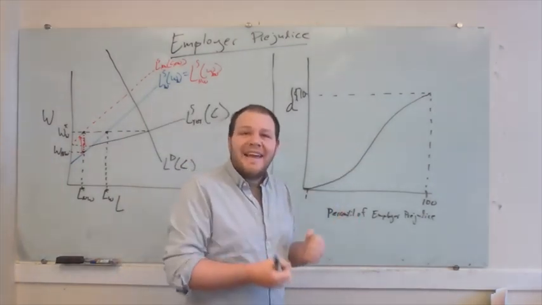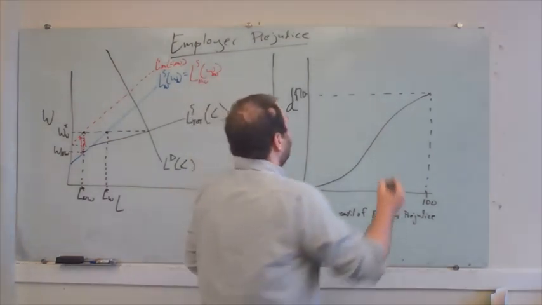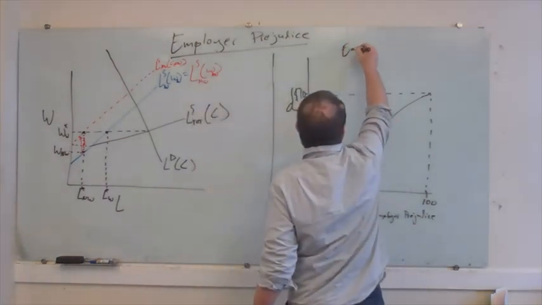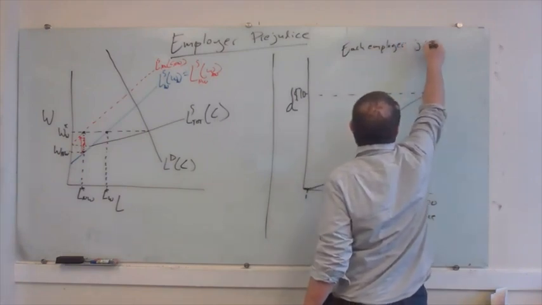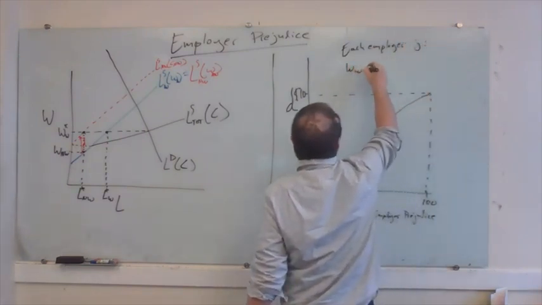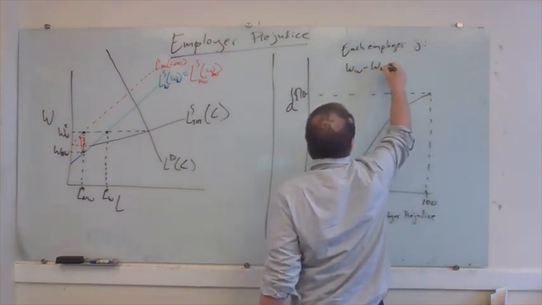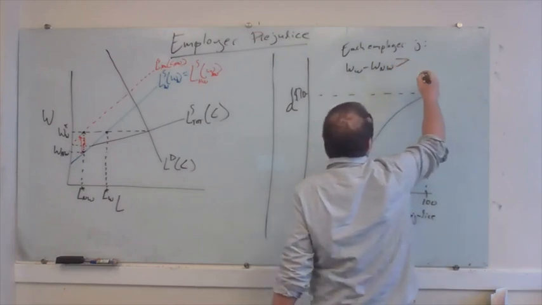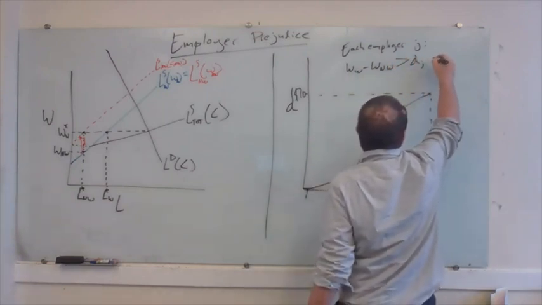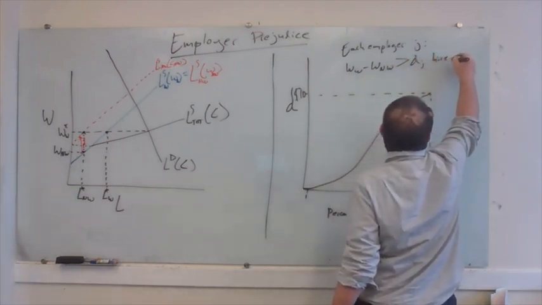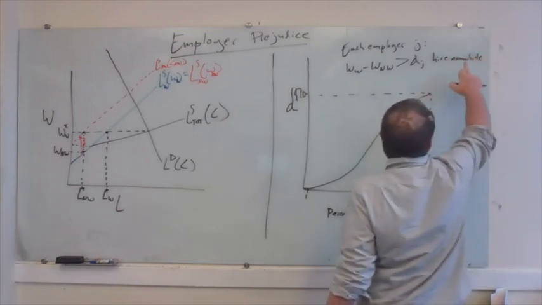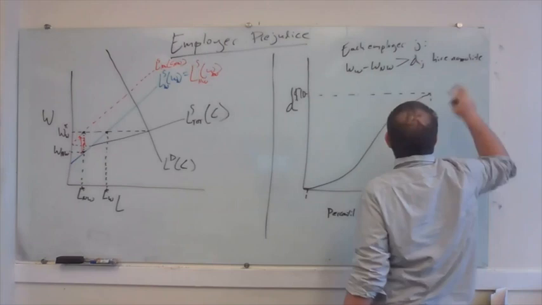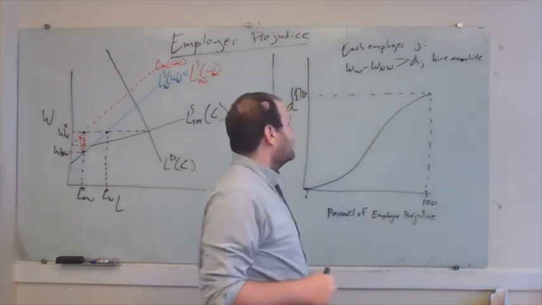If it's less than D, I'm only going to hire white workers, right? Each employer says, I'll call them employer J, if the wage for white workers minus the wage for non-white workers is greater than DJ, I'll hire non-white, right? In that case, my perceived costs are going to be lower hiring non-white workers.